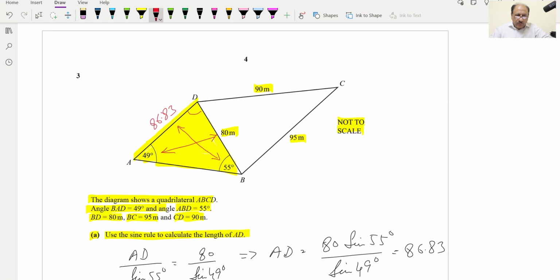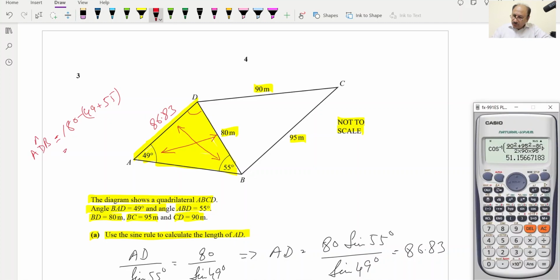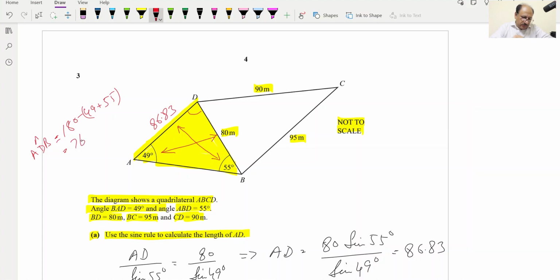So what we can do, we can write here 180 minus (49 plus 55), and we have to use brackets over here, and this will be angle ADB. So angle ADB, and this one we can check, this will be 180 minus, in brackets, 49 plus 55, bracket close, and this is equal to 76. So this angle is 76.